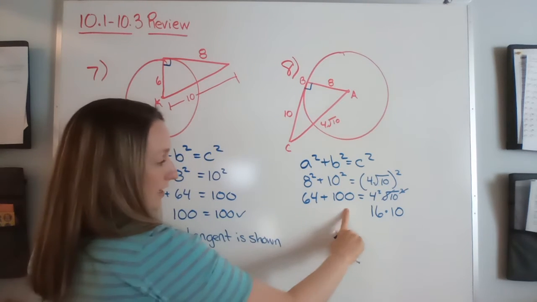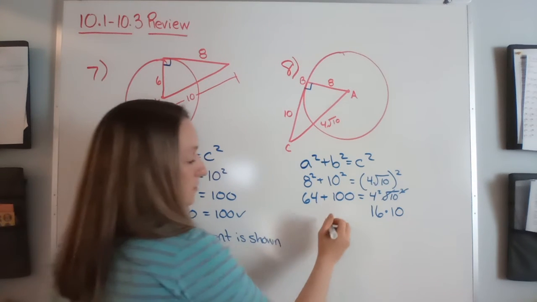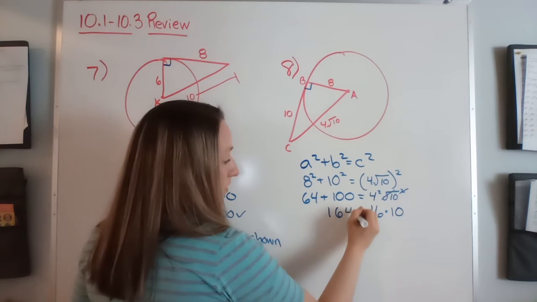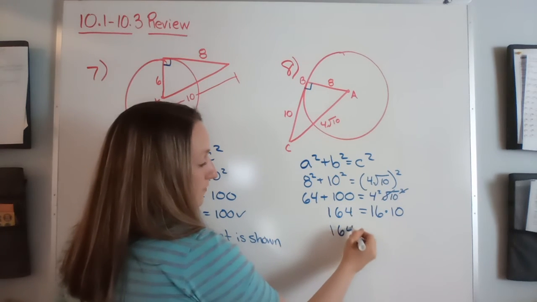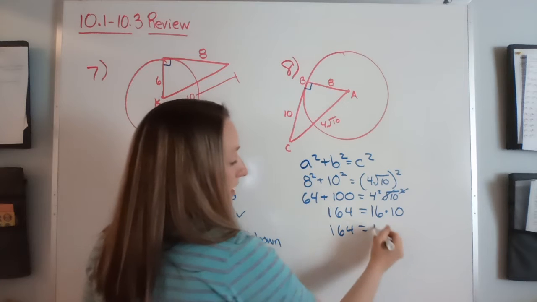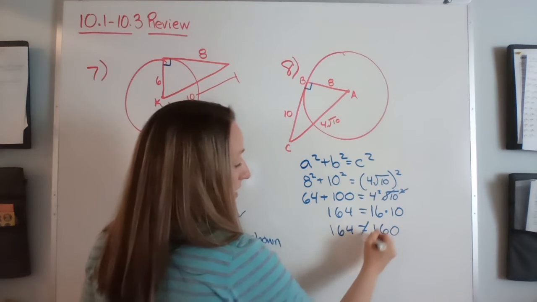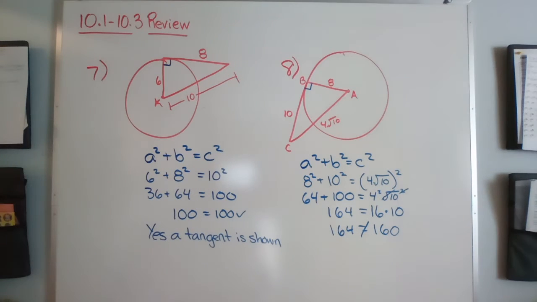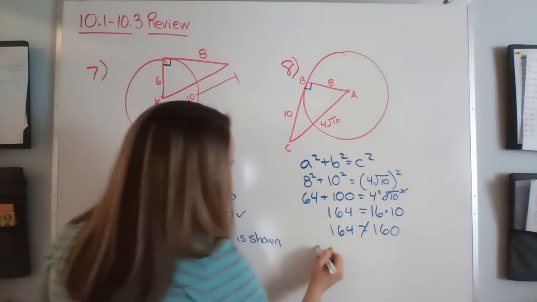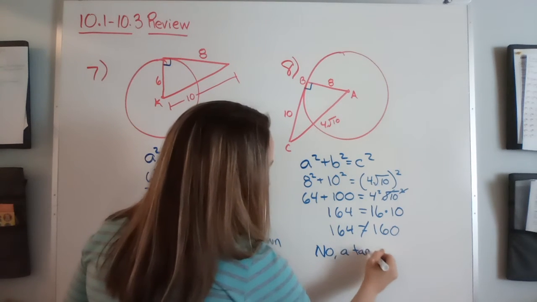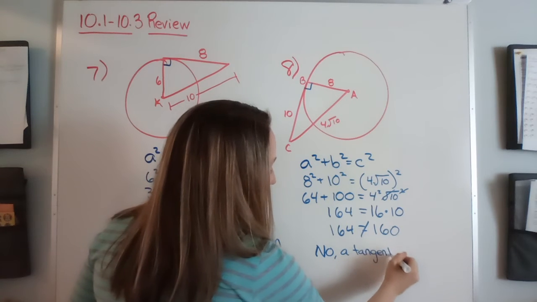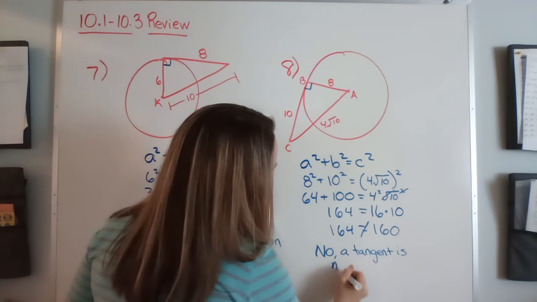Okay. So I can carry this down. 64 plus 100 is 164. And we're checking to see, does it equal? Now I have 164 is equal to 16 times 10, 160. So they are not equal. So that means it is not a right triangle. It doesn't work in the Pythagorean theorem. So my answer here is no, a tangent is not shown.